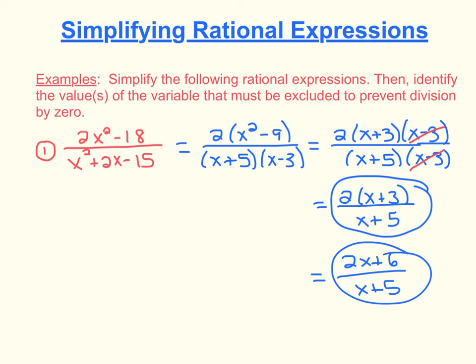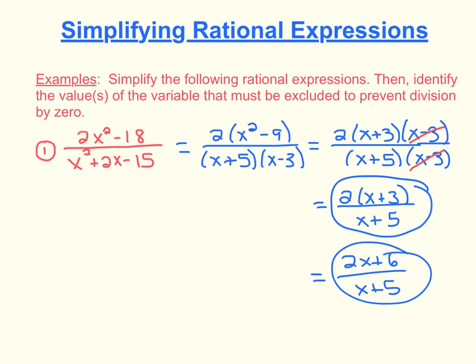Okay, now if we go back to the directions, the second part says, then identify the value or values of the variable that must be excluded to prevent division by 0. So basically what they're trying to tell us to do is identify any values that would make our fraction undefined. So what you do is you go back to the complete factorization of the denominator. So this right here, x plus 5 and x minus 3.